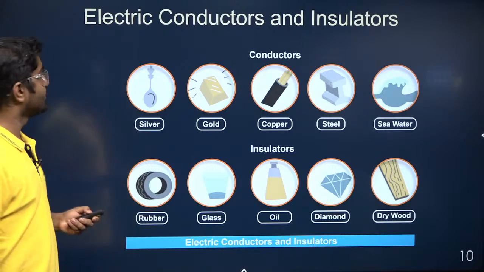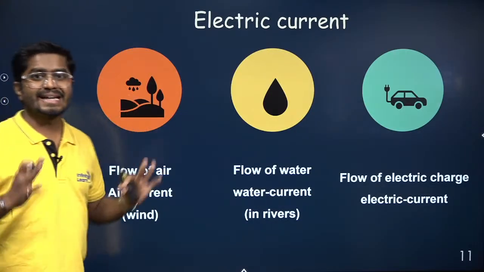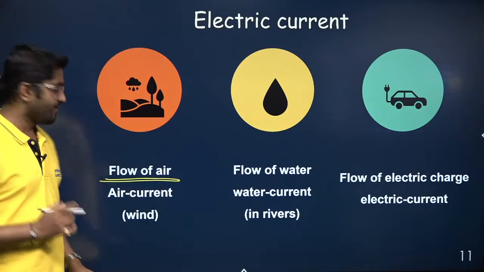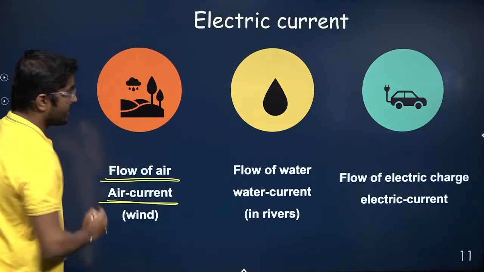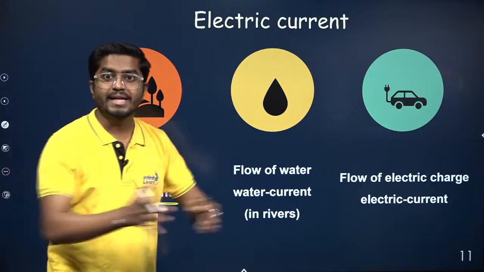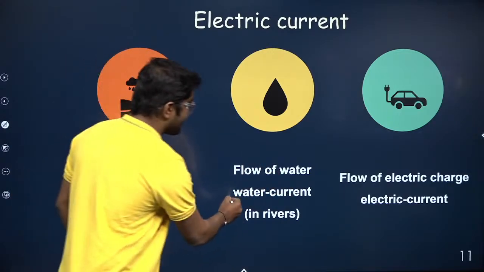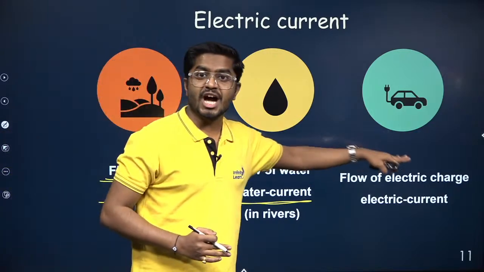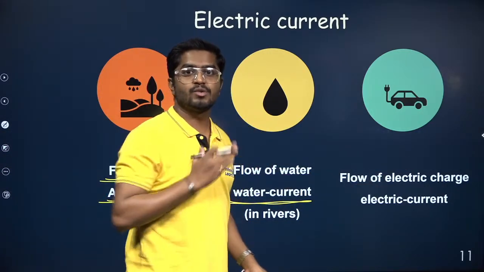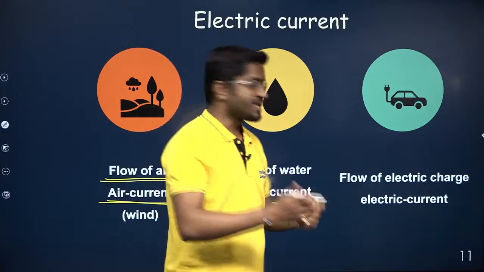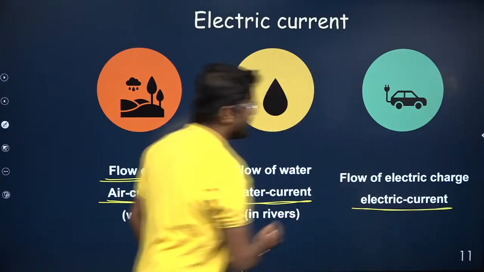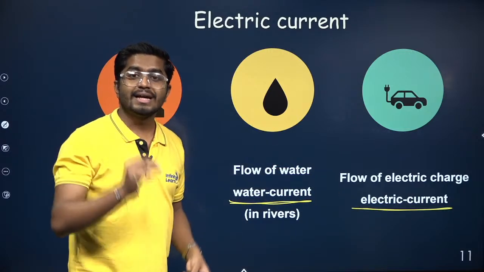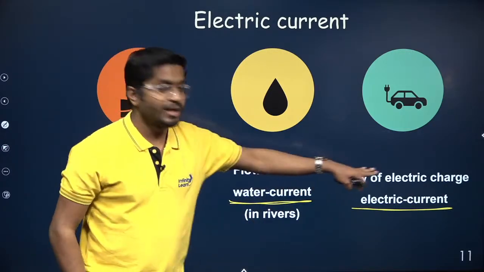Correct? Yes, nice. Now, what is electric current? If there is a flow of air, in scientific language we call it air current. If water is flowing, we call this a water current. Now if electric charges are moving from one place to another, the flow of electric charge is called electric current. Current is something which is flowing. What is flowing? Electrons or electric charges, so it is called electric current.